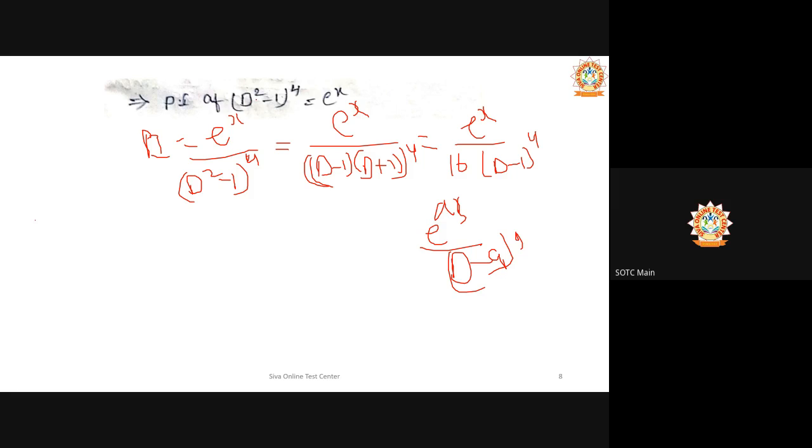ఇక్కడ D square ఉందన్నమాట. So దాన్ని అందుకోసం మనం ఇక్కడ expand చేయాల్సి వచ్చింది. Now you can apply the formula for this, 1 by (D minus 1) whole power 4, నాన్న, right? So now it will become x power n, that is x power 4, into e power ax, that is e power x, divided by 16 into n factorial, that is 4 factorial, which will become 24. So 16 into 24 will become 384. So x power 4 into e power x divided by 384 is the answer, right? Yes, sir. Now try to see the next one.